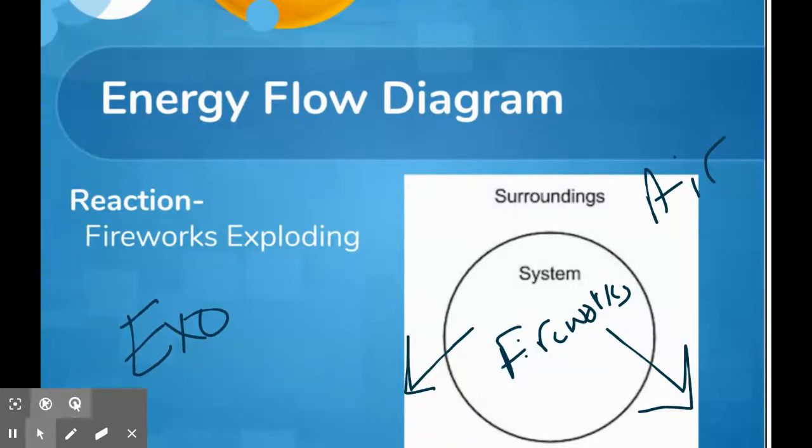So now that you have learned about endothermic and exothermic reactions and how to draw energy flow diagrams, you're going to do some practice. Let me know if you need help.